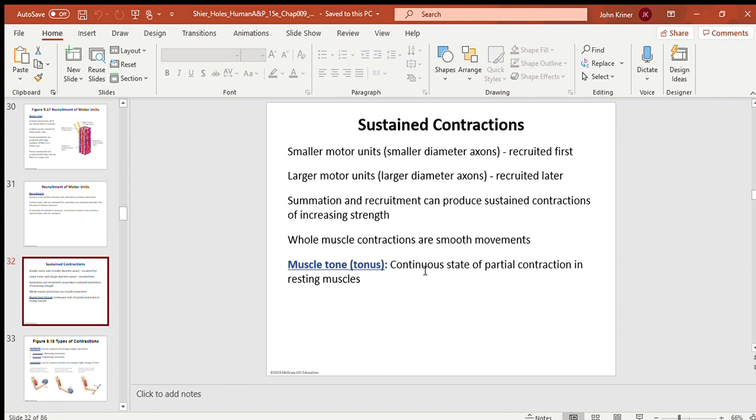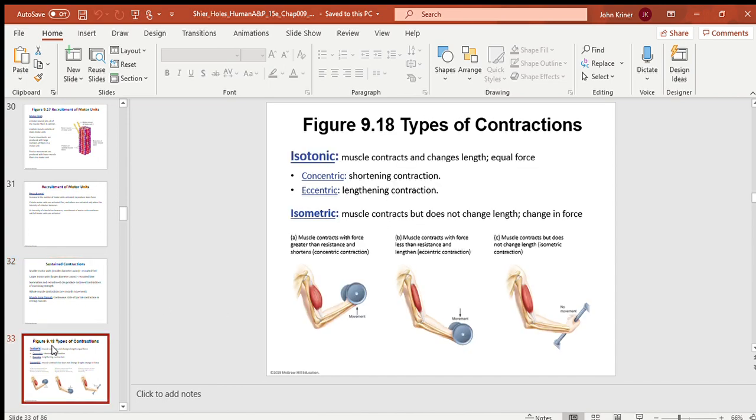Understand what muscle tone is. It's a continuous state of partial contraction in a resting muscle. So if you think you're resting, completely relaxed, you have skeletal muscle that still has tone to it. It is still supporting or holding in some way or another, even in a relaxed state.